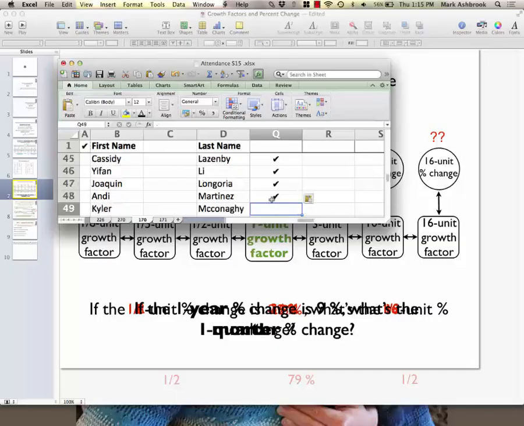Andy? What was the answer? What was the percent change for 1/8 unit? 9.8% decrease. Is that what you got? If you didn't get it, you have to stay and get it right. Kyler?